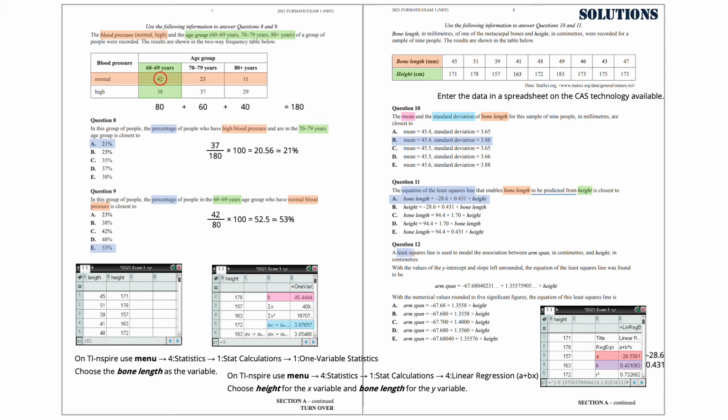Question 12. A least squares line is used to model the association between arm span in centimeters and height in centimeters as well. With the values of the y-intercept and slope left unrounded, the equation of the least squares line is shown below. The question is asking to round the numerical values to 5 significant figures. The first number is going to be negative 67.680, that's 5 digits, and the slope is going to be 1.3558. So the answer we are after is option B.